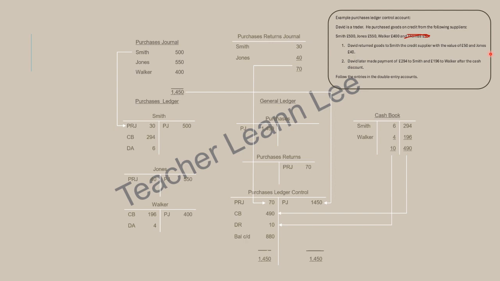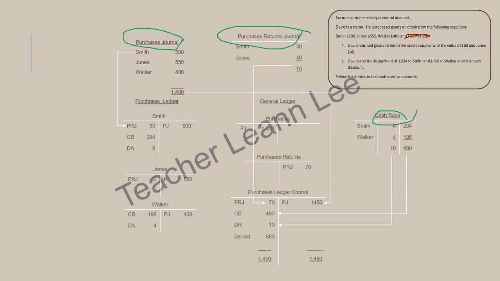So number two, David later makes payments. I'm David. I pay Smith 294. I pay Walker 196. And after the cash discount, the cash discounts they already mentioned here, 6 and 4. Okay, the question is basically exactly the same. So there's just one thing I need to highlight. Whatever the total is, again I need the book of prime entry information. The green color is all the book of prime entry information.